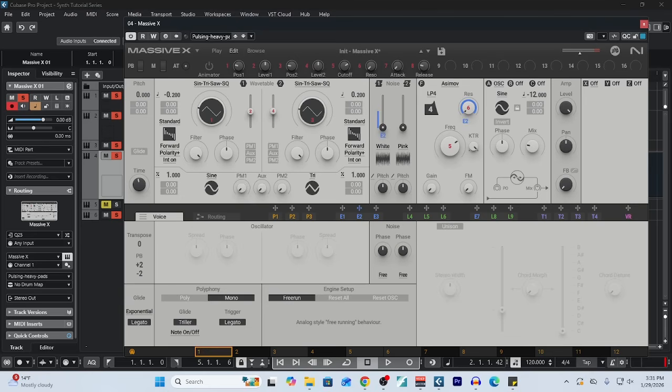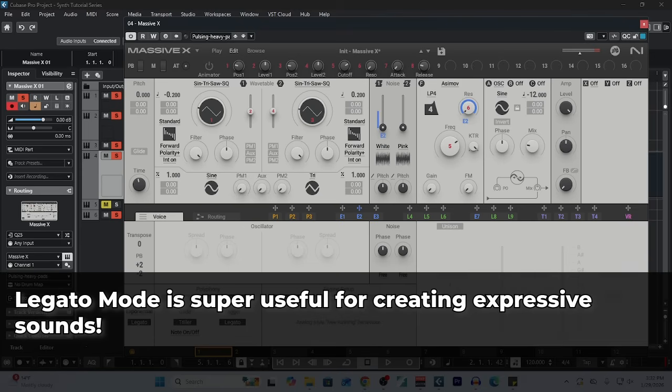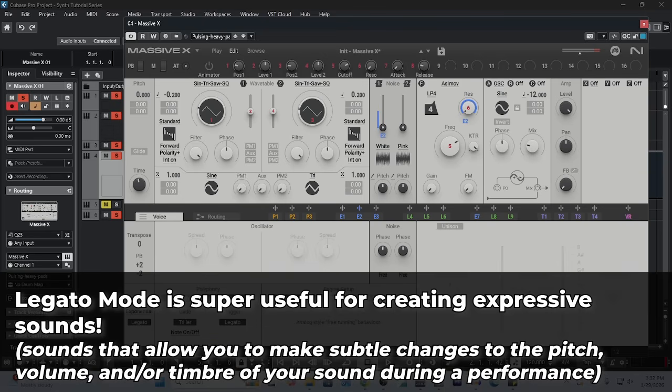Naturally, since it only works for monosynths, this counts out things like pads or polyphonic plucks or any other type of synth that works with multiple voices. But it does make it supremely useful for expressive performances with leads, bass lines, and other melodic style synths. Don't forget that in the last video, we defined expressive sounds as sounds that allow you to make subtle changes to the pitch, volume, and or timbre of your sound during a performance. And this is what legato mode is mostly used for.